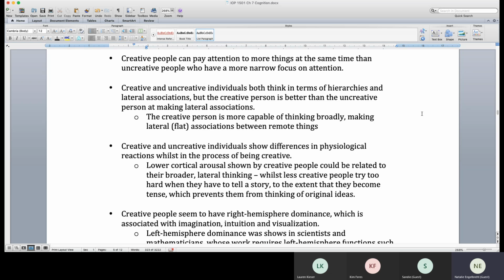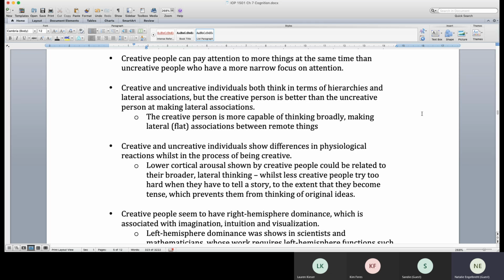Right, creative people can pay attention to more things at the same time than uncreative people who have a more narrow focus of attention. And maybe that's true. My question there would be, do creative people also get things done? Yes, we know they can think creatively and they can think of more than one topic at a time. But does that actually lead to a concrete quality outcome at the end of the day?